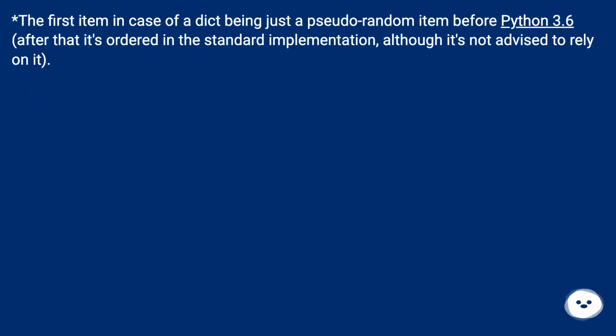The first item in case of a dict being just a pseudorandom item before Python 3.6, after that it's ordered in the standard implementation, although it's not advised to rely on it.